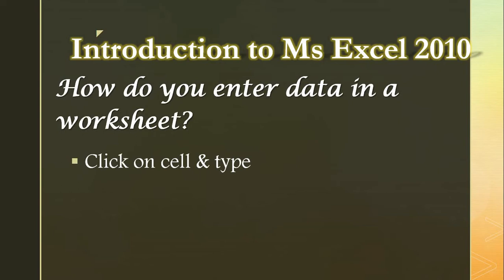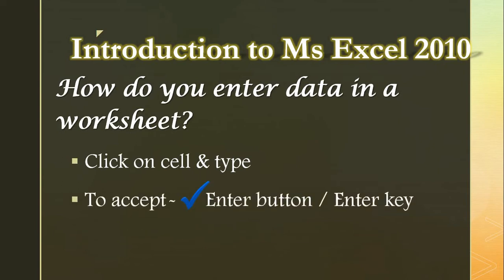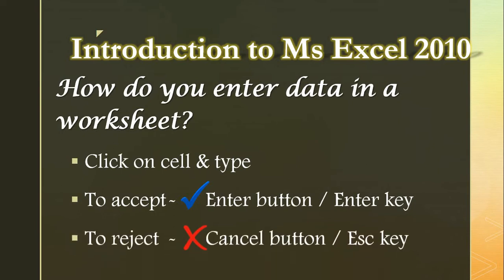After typing the text, you need to accept or reject the data. To accept the data, you need to click on the enter button on the formula bar or you need to press the enter key on the keyboard. To reject the data, you need to click on the cancel button on the formula bar or you need to press the escape key on the keyboard. The enter button on the formula bar works like the enter key on the keyboard and the cancel button on the formula bar works like the escape key on the keyboard. This is how you are going to enter data in a worksheet. I hope you all get it.